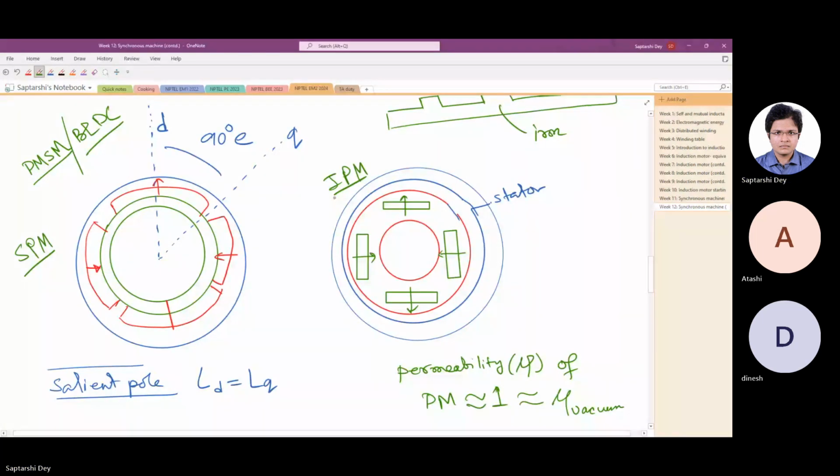IPM, if you see, this is the d-axis because the magnet flux flows through this, and this is the q-axis. IPM apparently looks like a cylindrical rotor machine, right? The rotor is smooth, cylindrical. But if you look at the d-axis, there is a gap in between, an air gap. You can call it a magnet, but we know that as long as we consider the permeability, it is as good as air. So along the d-axis there is more gap, along the q-axis there is only the air gap. So LD is less than LQ.